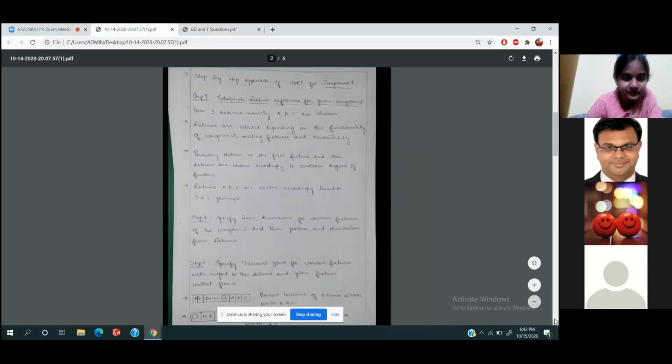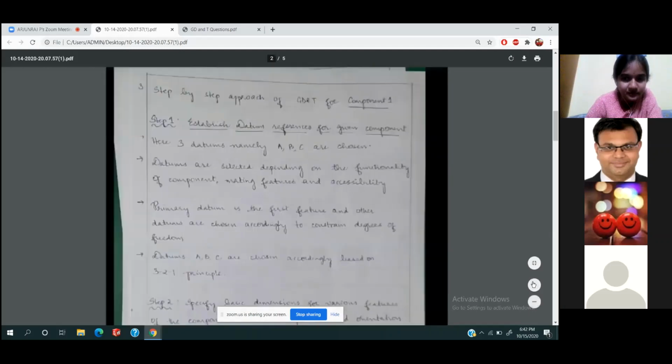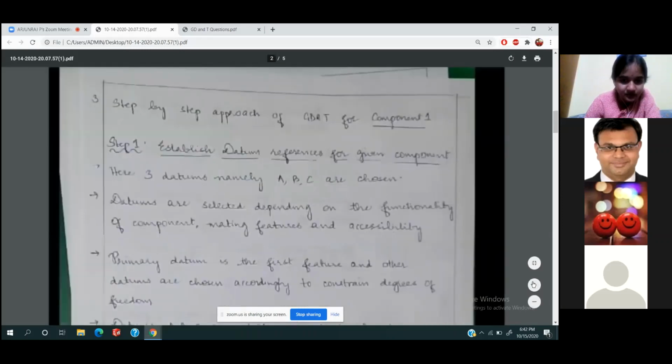So can you enlarge your screen? Actually, it is not visible. Yes, sir. Now it's... still, can you enlarge? Yes. What is it? Okay. This is a step by step approach. Can you explain this?